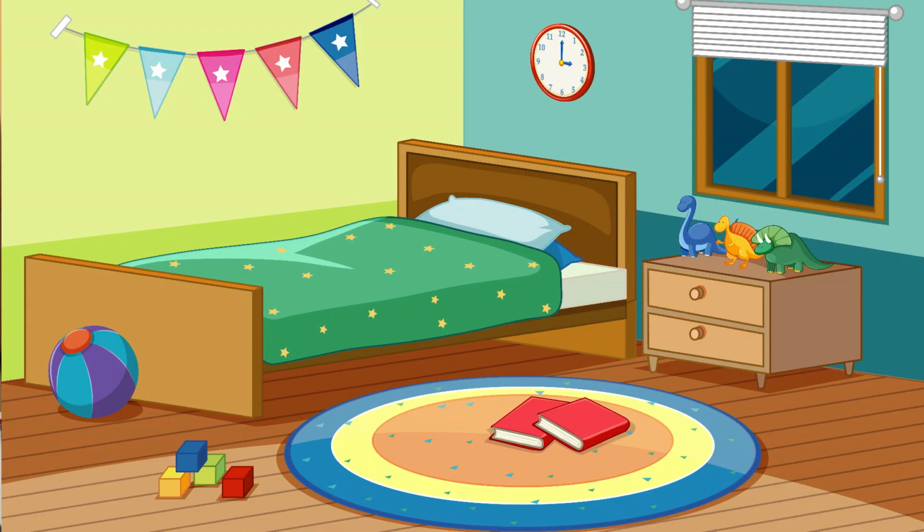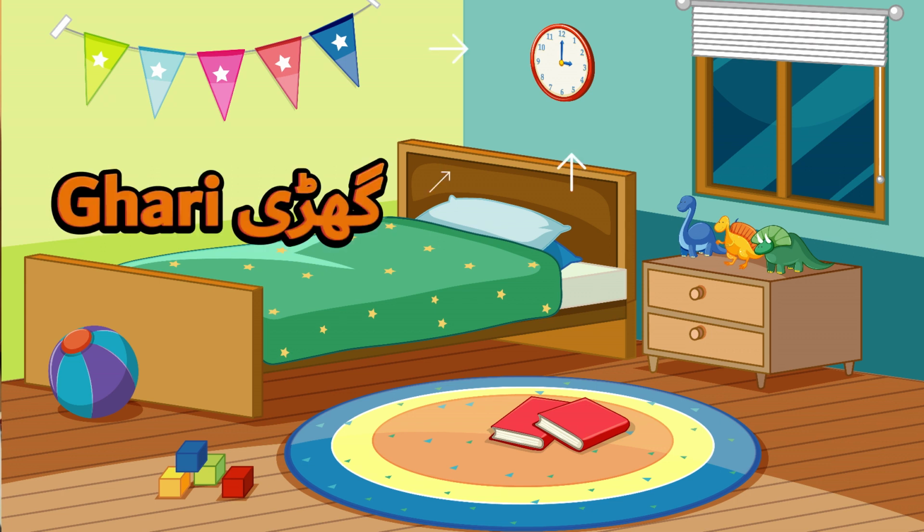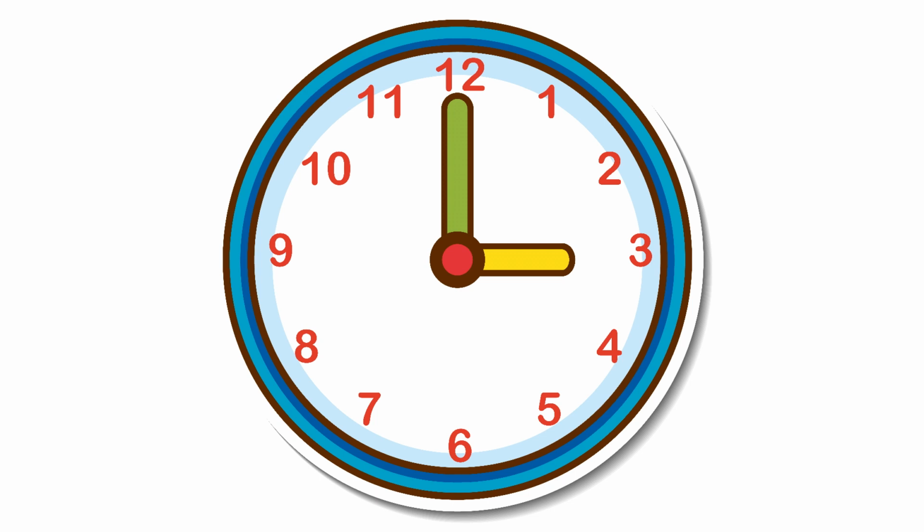इस कमरे में एक घड़ी है. This room has a clock. Can you find it for me? Look there. Yes, you guessed it. Shabash. घड़ी is a clock. Yay!